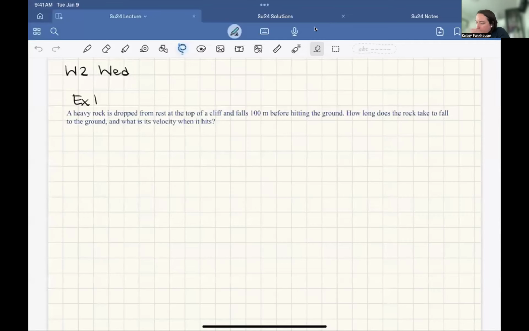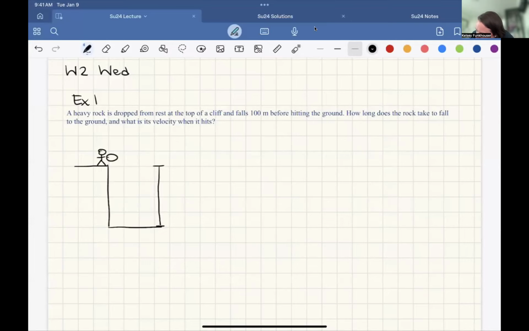Okay. So let's start by drawing. We're gonna draw a cliff, the ground, a person holding a heavy rock. And what did we say? This is 100 meters, 100 meters. Okay, I think, yeah, that's good. Let's write our knowns and unknowns.